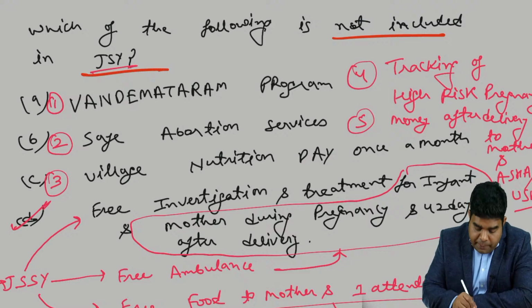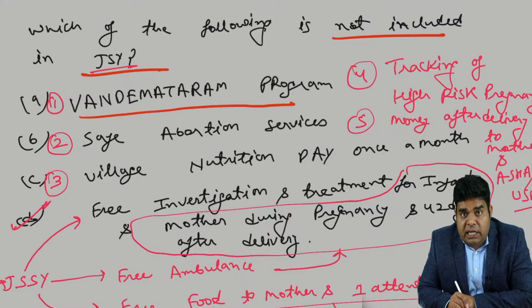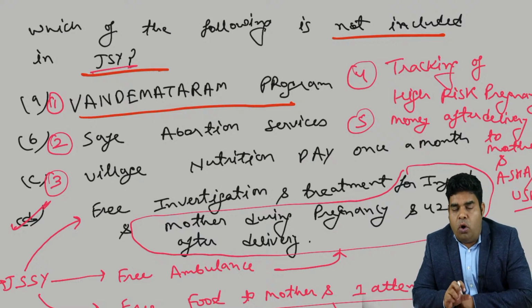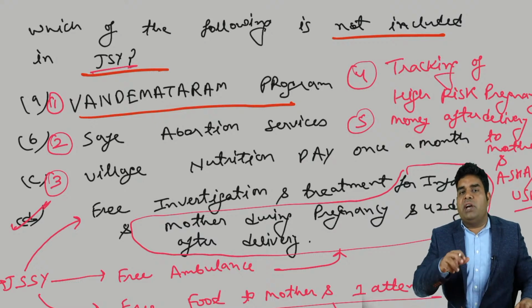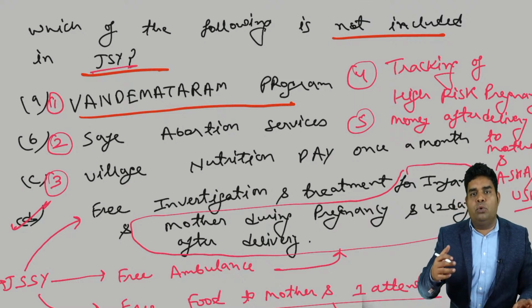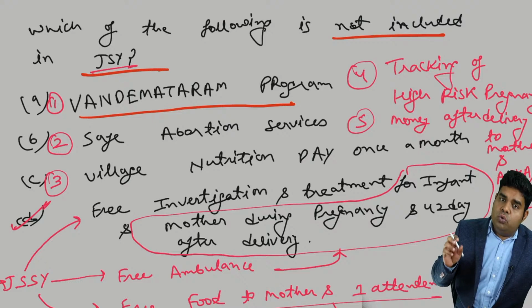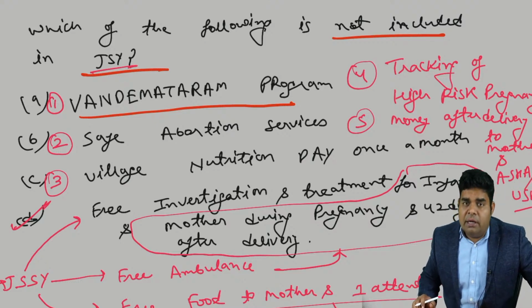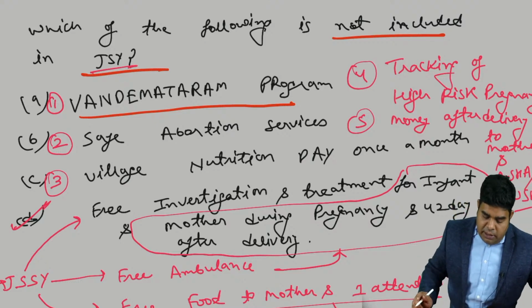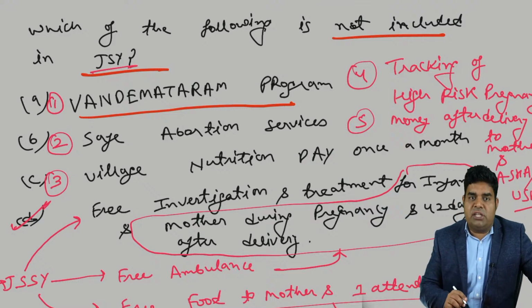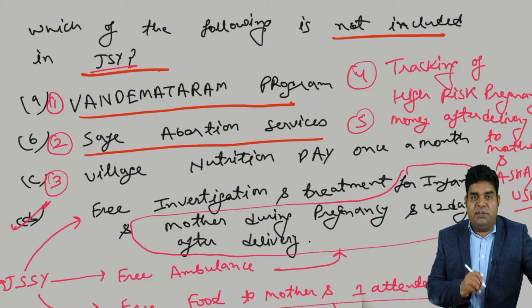First option is the Vande Mataram program. In the Vande Mataram program, a private doctor will put a logo of Vande Mataram, and all the things which ASHA distributes, like iron calcium tablets, OCP, condoms, drugs of common disease, will be given to private doctors to distribute to poor patients. So Vande Mataram is included in JSY. Second thing which is included in JSY is safe abortion services.